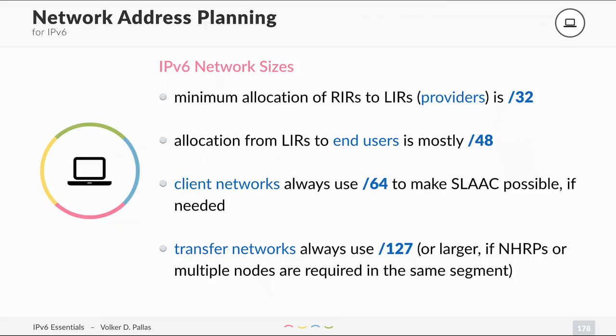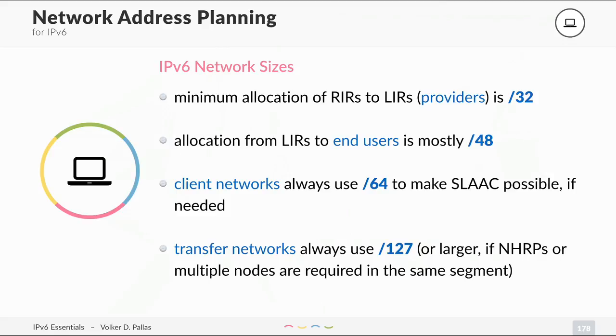For transfer networks between two routing devices, or a switch and a router, always use a /127. Remember, IPv6 is 128 bits, so that means a /127 has exactly two addresses. You can also use a larger network like a /126 if you want to use NHRPs, next hop redundancy protocols, or you have multiple nodes that need to be on the same segment. But don't use a /64 on transfer networks. /64 is for clients, /127 or /126 is for transfer.